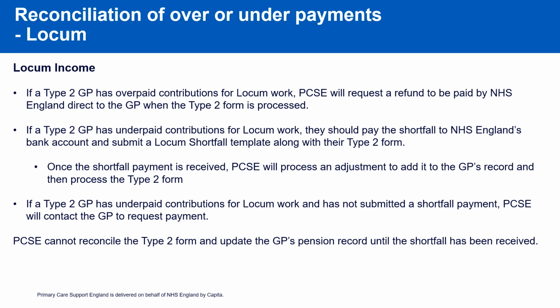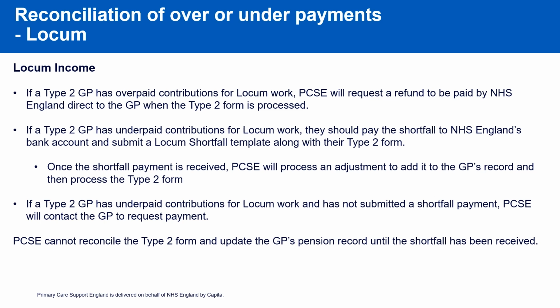So the same bank accounts that they paid their contributions to when they were submitting A and B forms on a monthly basis. The shortfall amount is paid to NHS England, and they need to complete the locum shortfall template that's found on the PCSE website, and submit that shortfall template along with their Type 2 form. Once the shortfall payment has been received, PCSE process an adjustment to add it to the GP's PCSE online record, and then they process the Type 2 form.